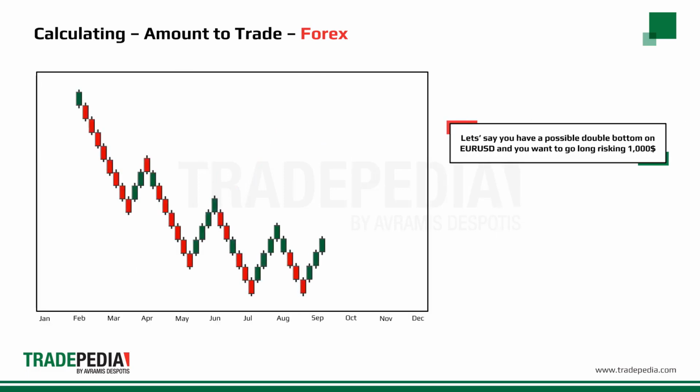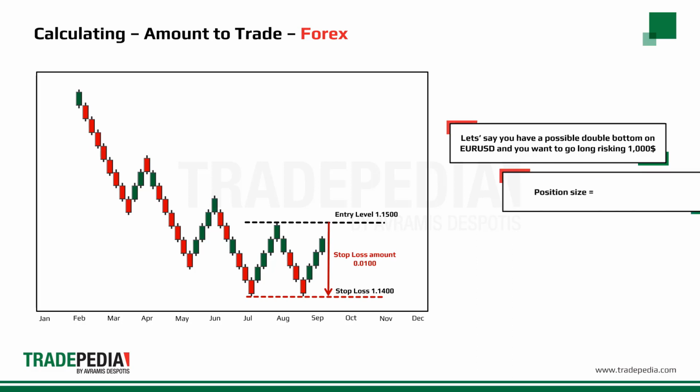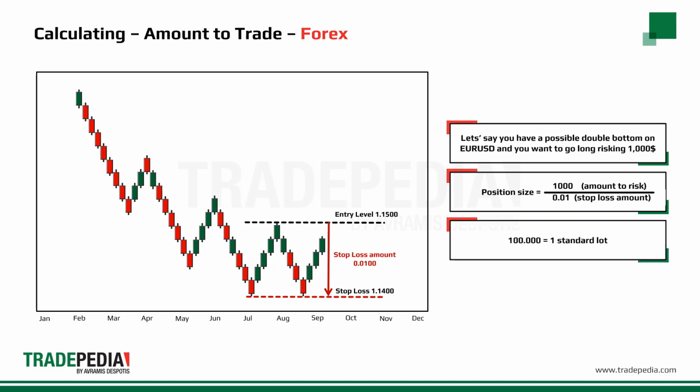Going to Forex. Say you have a possible double bottom on the Euro-US dollar, and you want to go long, risking $1,000, which could represent 0.5% of your capital. The entry level is at 1.15, and the stop-loss level is at 1.14. Subtracting 1.15 minus 1.14, you have a stop-loss amount of 0.0100. In other words, 100 pips. Given our amount to risk is $1,000, then the position size is equal to 1,000 divided by 0.01. This equals 100,000 euro, or 1 standard lot.